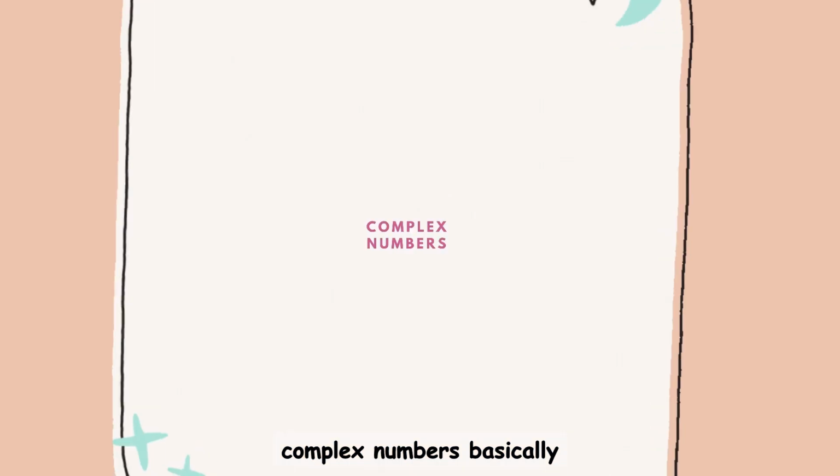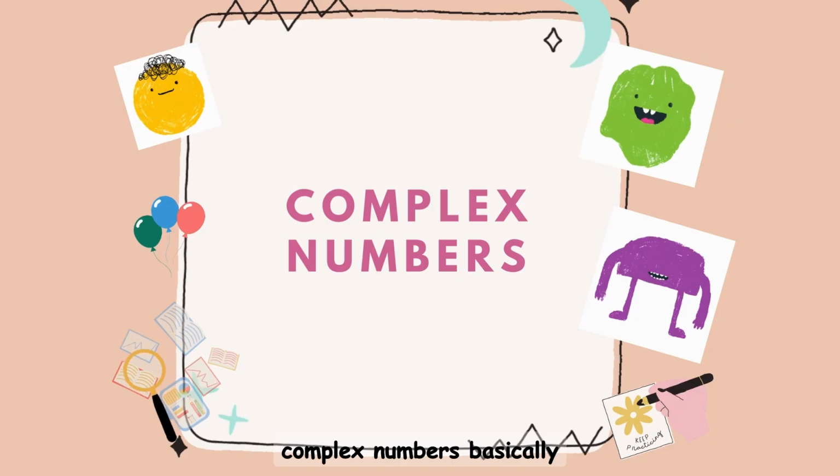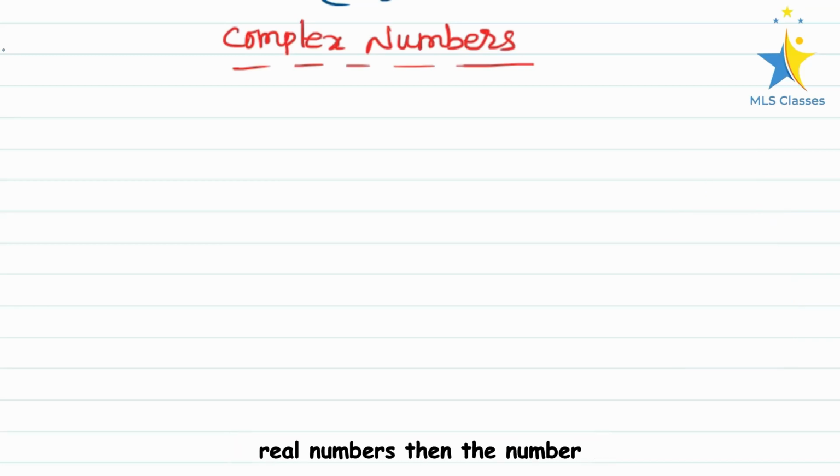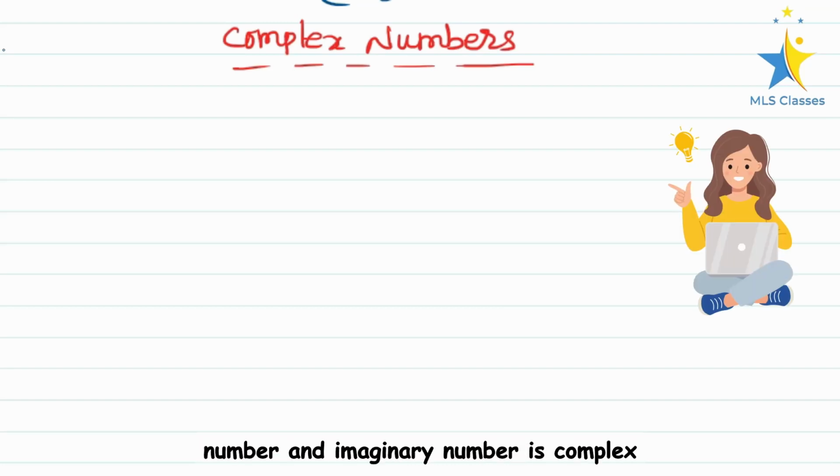So what are complex numbers? When an imaginary number is combined with real numbers, then the number formed is called a complex number. That means a complex number is basically a combination of a real number and an imaginary number. But how do we get an imaginary number? What is an imaginary number?